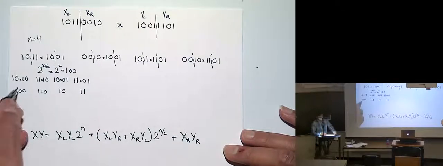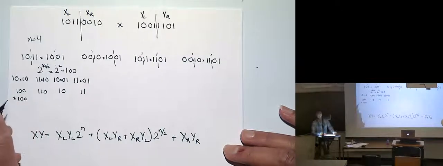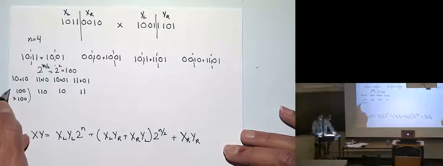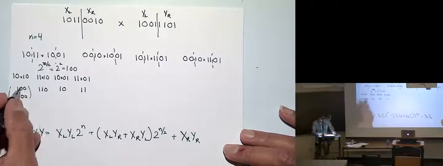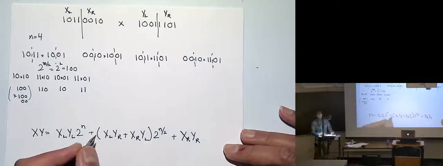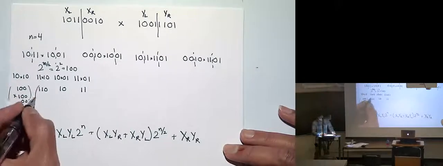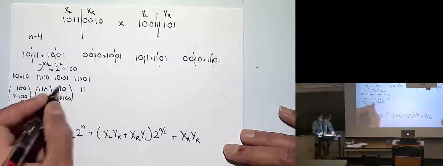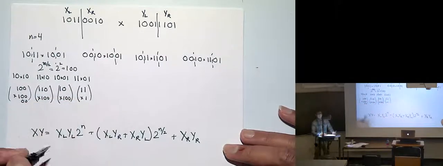So let's just go back. We multiplied this by 2 to the n over 2, which is 100. Multiply this by 2 to the n, which is 10000, so 4 zeros. We multiply this by 100, multiply this by 100, and multiply this with nothing, with just 1. And then we add all of these things together.